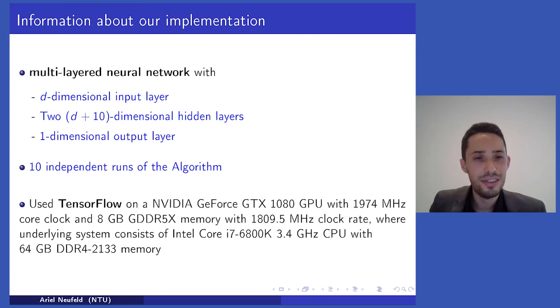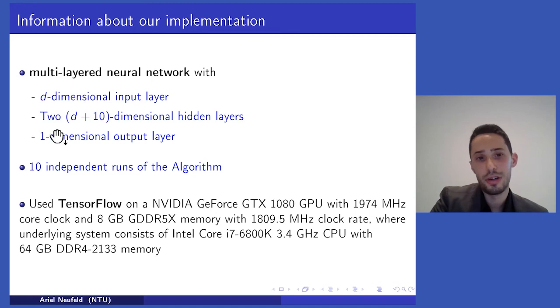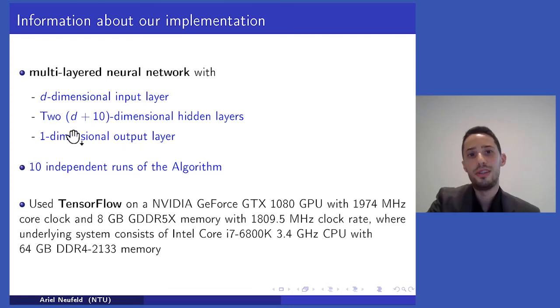So what do you mean by typical? What we use is this one. I think this should answer the question. You see, it's a very simple one: one input, two hidden, one output. You see also the dimension.